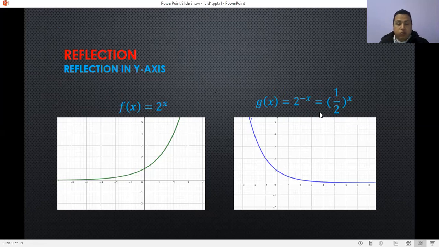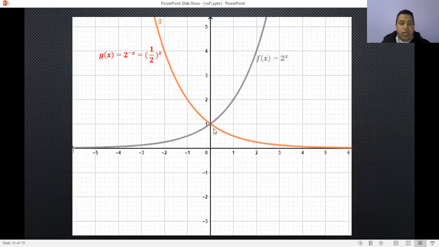The intersection point will also be (0, 1). If we draw the two functions in one graph like this, they intersect at one point, which is (0, 1), and the y-axis is called the axis of symmetry of the two functions together. These are the two functions in one graph. If you change the sign of x in the power, then you make a reflection in the y-axis.